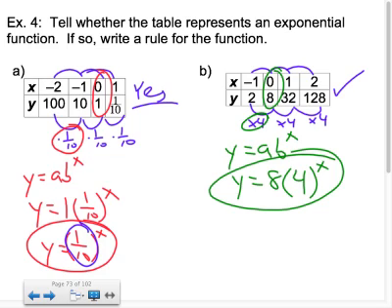It's a growth function because the 4 is bigger than 1, okay? And it would be a stretch because 8 is bigger than 1 as well, okay? If it was a negative 8, it would also be a reflection, but clearly it's not negative.